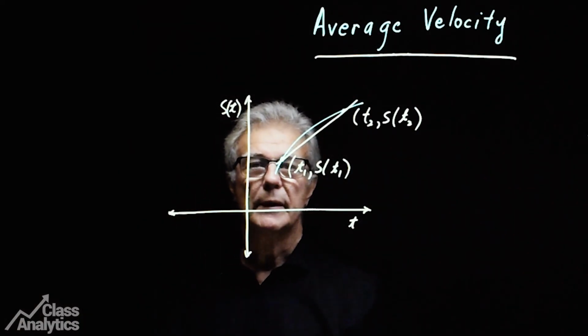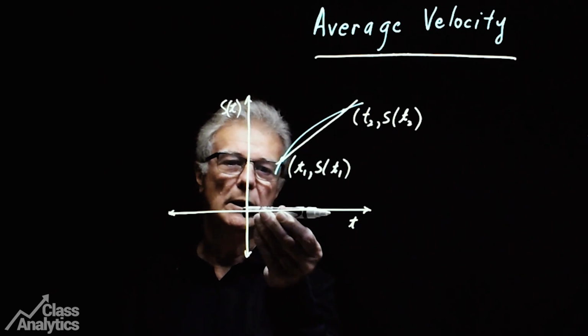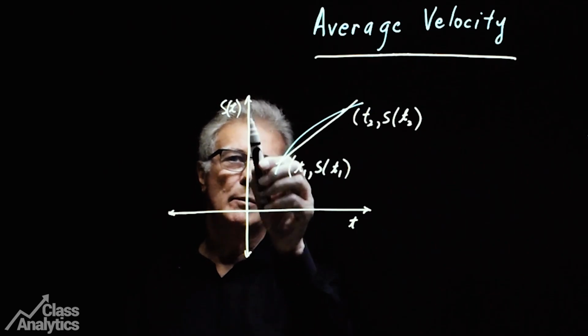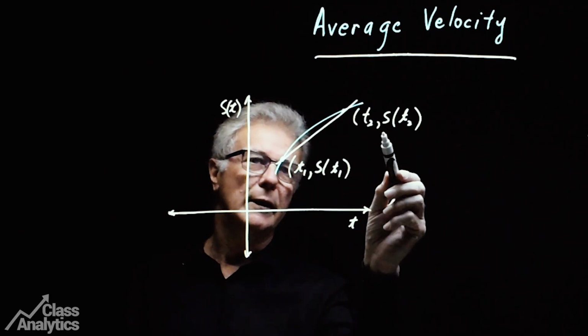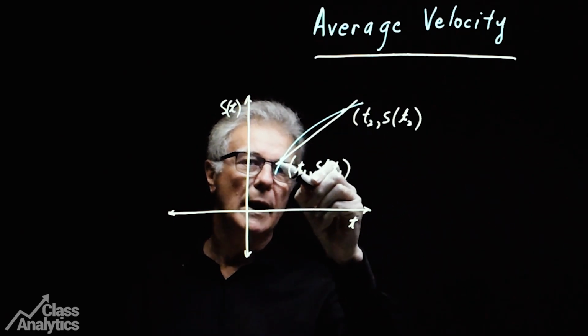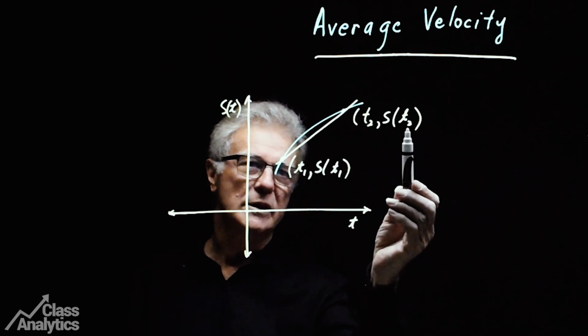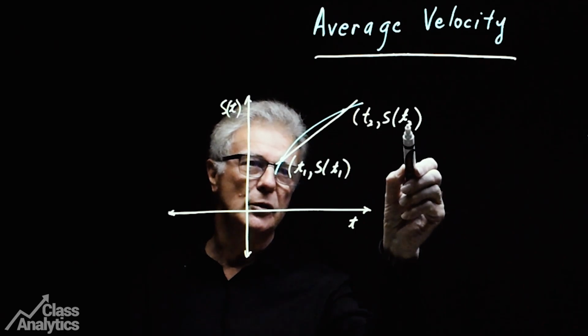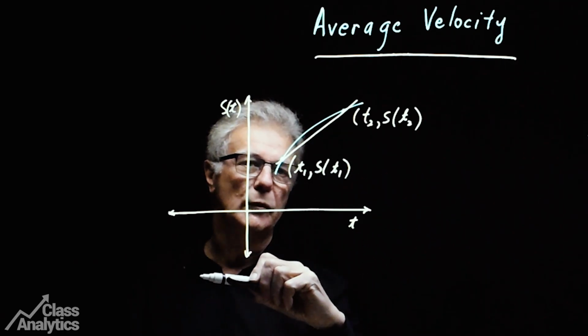Average velocity. The average velocity is the distance divided by the time. So here we have that the distance is a function of time, and to work out the average velocity is the gradient of this line. You'll see here we've got the function S(t2) and t2 itself, function S(t1) and t1 itself.